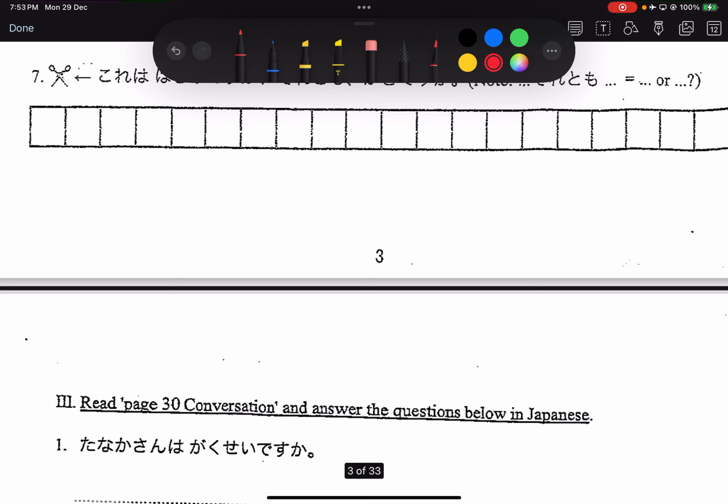Okay, read page 30 conversation. This is just referring to lesson 1 conversation. Okay, 田中さんは学生ですか? 学生、いえ、学生ではありません。Right? How do we know? Because he said that he is 会社員です. In the passage he said, 私は会社員です. Okay, next. リンさんは学生ですか?